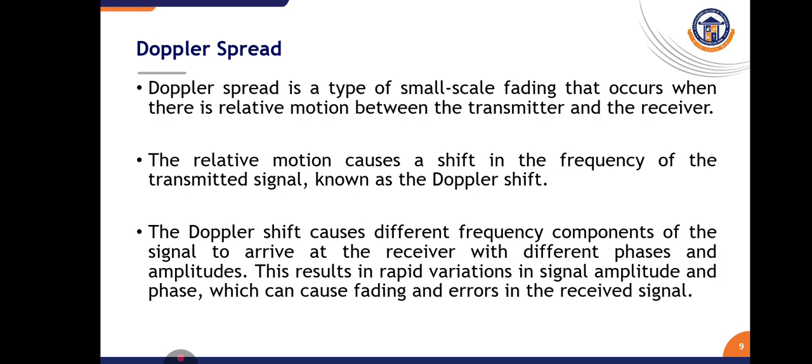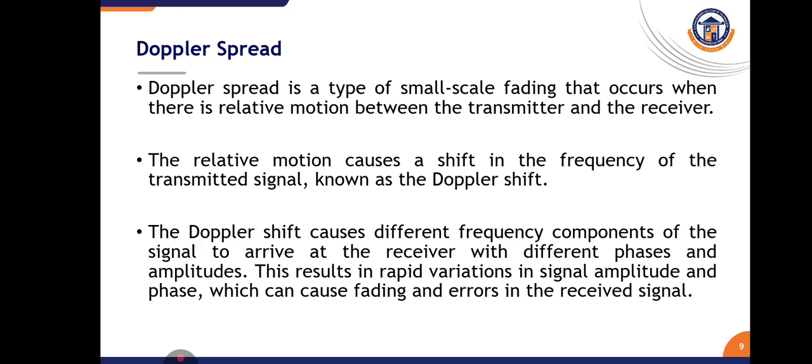Coming to Doppler spread, it is a type of small scale fading that occurs due to relative motion between the transmitter and receiver. The relative motion causes a shift in the frequency of the transmitted signal. It's known as Doppler shift. So it causes different frequency components of the signal to arrive at the receiver with different phases and amplitudes. So this results in rapid variation in the signal amplitude and phase, which can cause errors in the received signal.